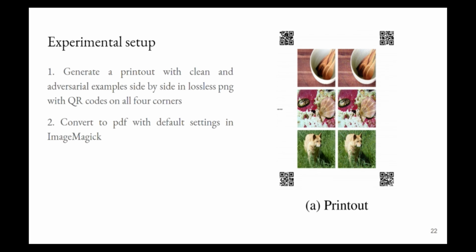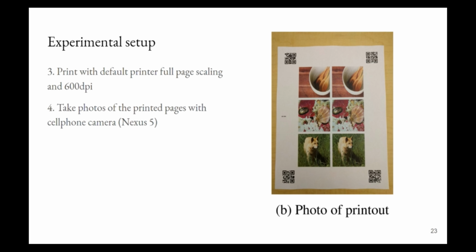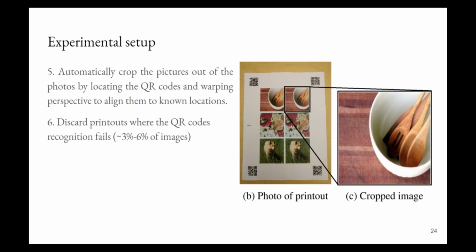So what is the real-world transformation? Here's the experimental setup used in this paper. First, you generate a printout with clean adversarial images and a QR code in all four corners. You convert this printout to a PDF and you send it to a printer. Then you take a picture of the printout with your cell phone camera. You use software to align and warp the image back to its original shape using the QR codes, and you crop out the picture, discarding any printout where the QR code recognition failed.